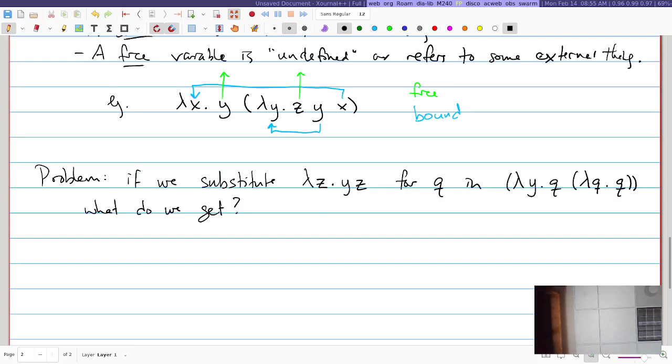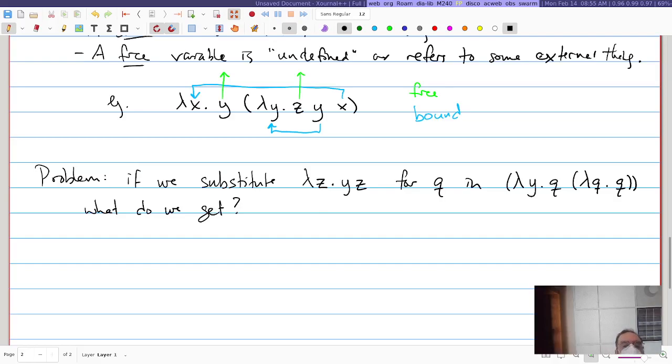We could just literally say, well, okay, everywhere I see q, I'm going to replace it with lambda z dot yz. And I'm just going to go through and everywhere I see q, I replace that, and I replace this, and I'm done. Okay? But that would be wrong, and there's actually two things that would be wrong.